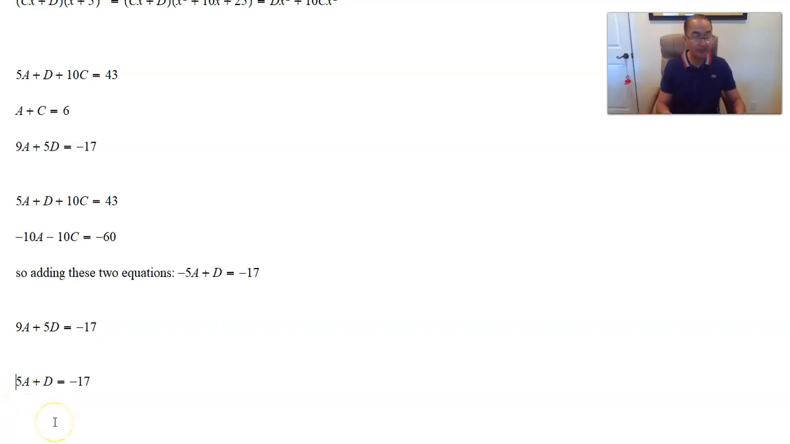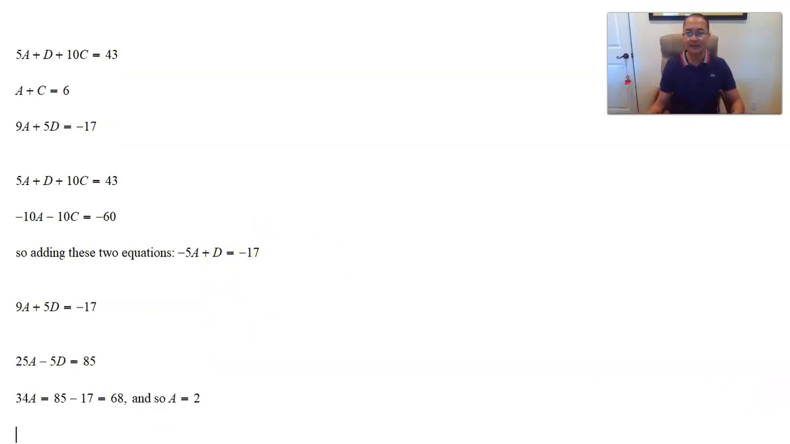Multiply by -5, so that's positive 25a minus 5d. Negative 17 times -5 is positive 85. Okay, so we get, adding them together, like before, 34a equals 85 minus 17. And I think that's right, because we get, yep, 68. And so, a is 68 over 34, which is exactly 2. Woohoo! And from here, it's downhill.